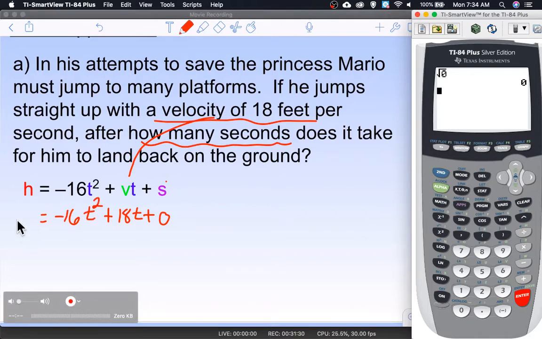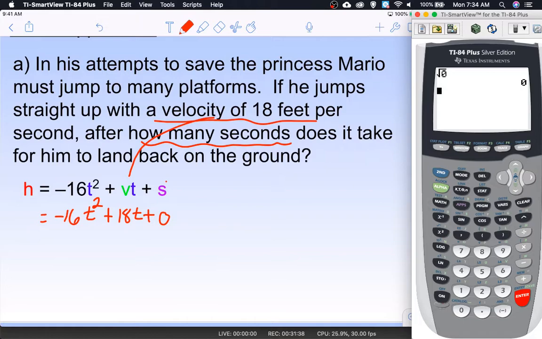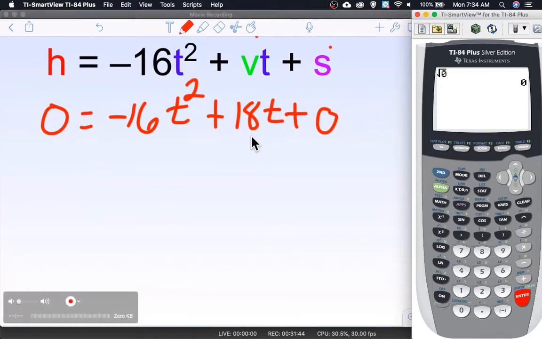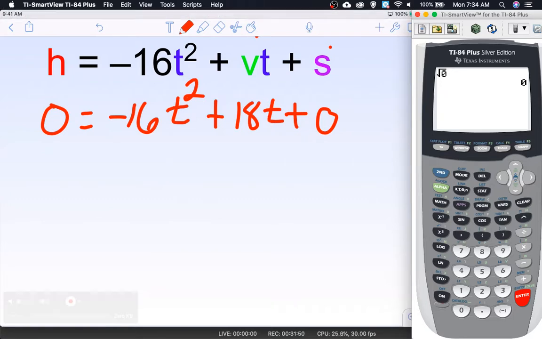That means we must know the final height. How many seconds does it take for him to land back on the ground? Oh, so his final height will be on the ground, 0. And if we simplify and solve this equation, we can find the number of seconds t that he was in the air. So first off, I'm going to simplify. This whole plus 0 thing is not needed.